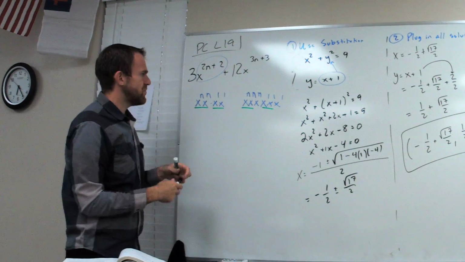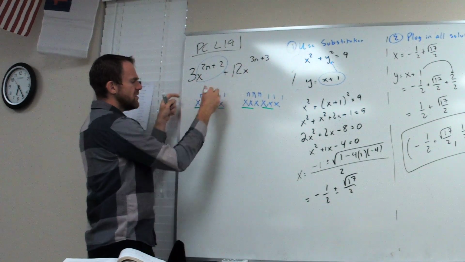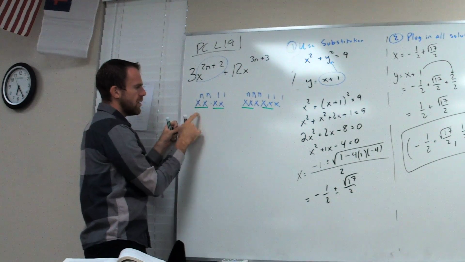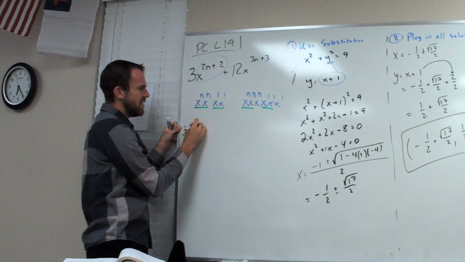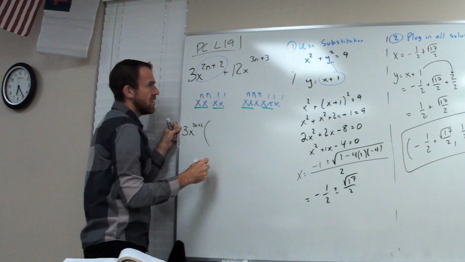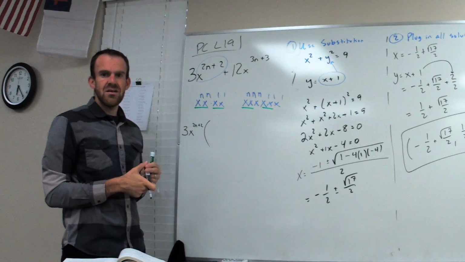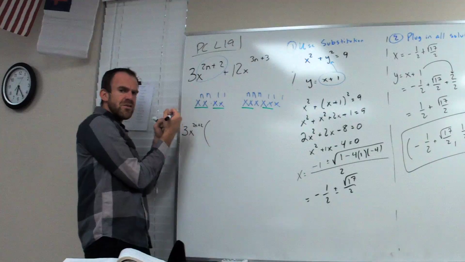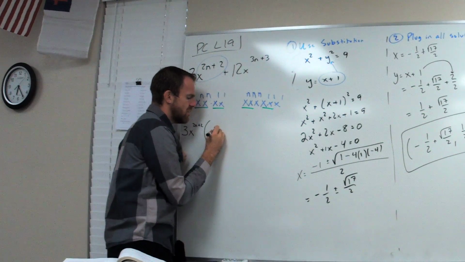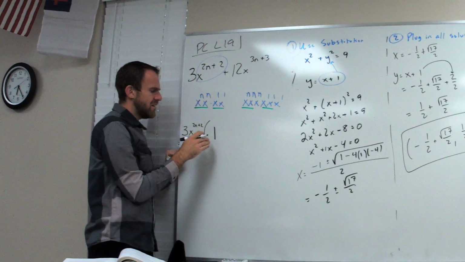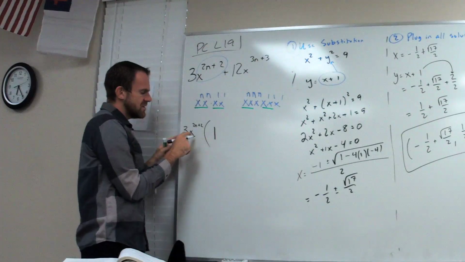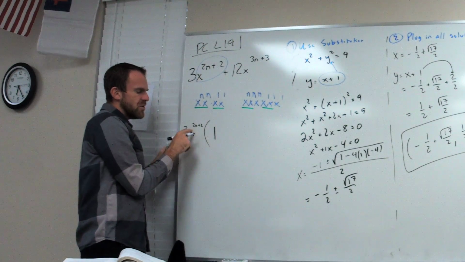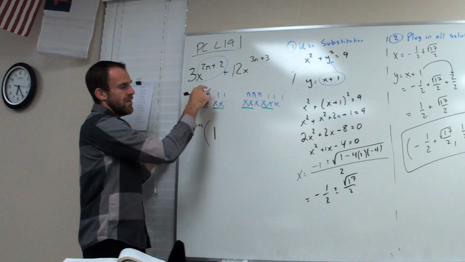So what am I left with? Well, I'm going to pull out the 3. I'm going to pull out x to the 2n plus 2. So what am I left with in the first term? Well, I pulled out everything. And when you factor everything out, you're left with 1. Okay? Not with 0. You're left with 1 because 3, x to the 2n plus 2 times 1 is that.